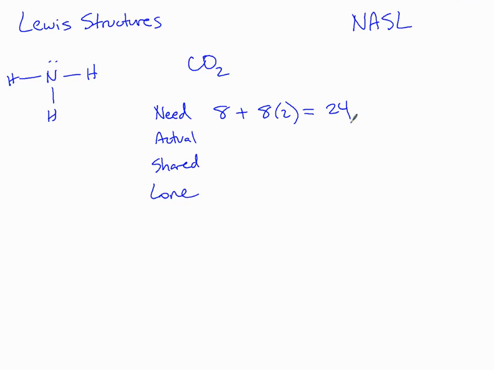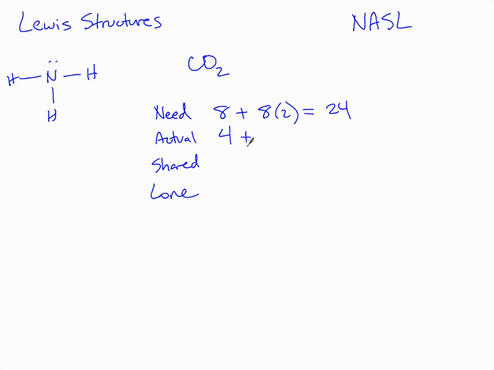Then we look at how many we actually have. And this is where the valence electrons come in. And it's been a while since we've talked about that. Carbon, it's in group 14. If you subtract 10, it tells you it has 4 valence electrons. Everything in group 14 has 4 valence electrons. So carbon needs 8, it actually has 4.